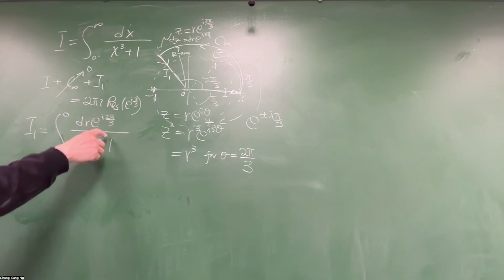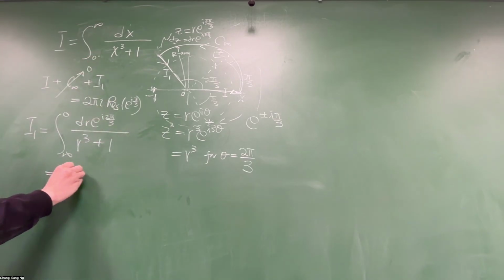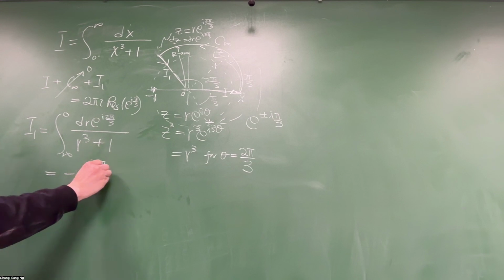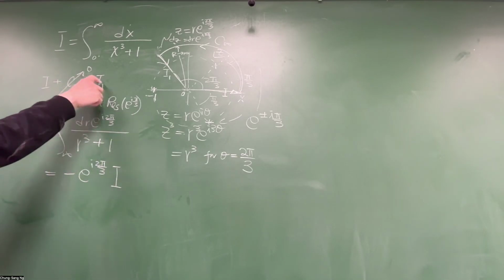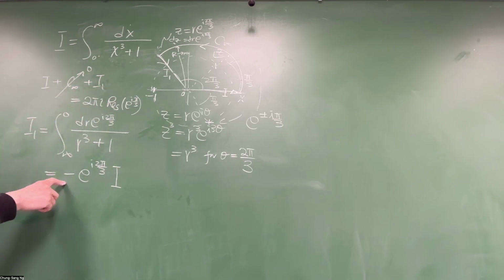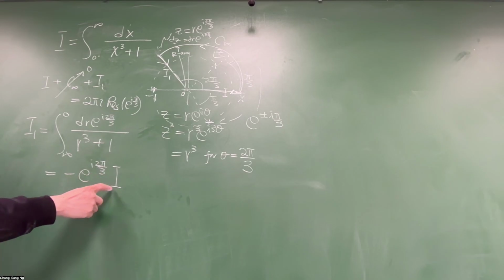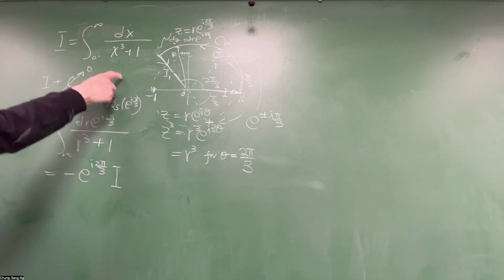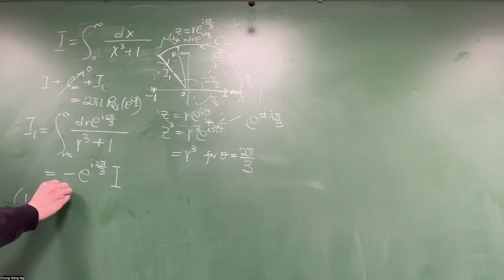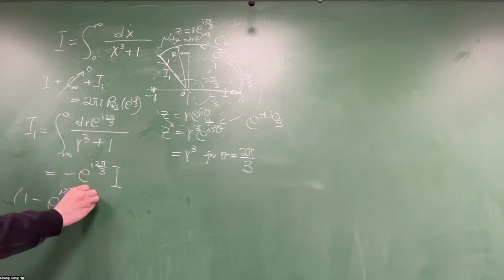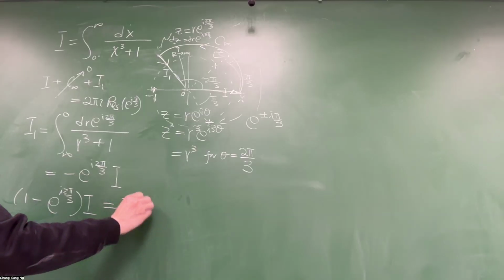So when you compare this with that, you know that this is minus e to the i 2 pi over 3 times I, right? So now I plus I sub 1 is 1 minus e to the i 2 pi over 3 times I. The left hand side is this. The right hand side is the residue, so 1 minus e to the i 2 pi over 3 times I equals 2 pi i times the residue.